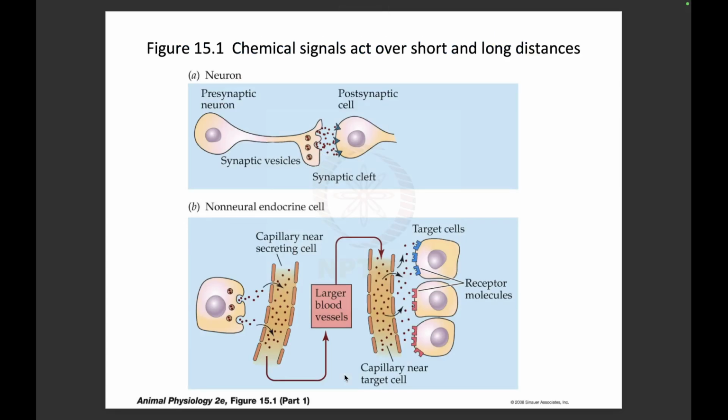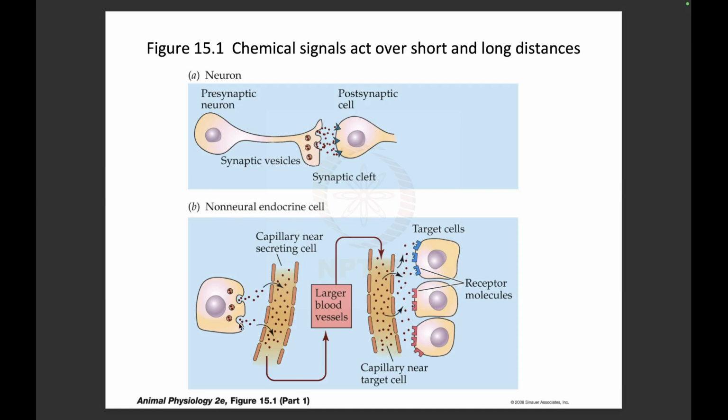Okay, so here you can see chemical signals act over short and long distances. As there is a neuron, we know that it also secretes some sort of signals, you can say chemicals. For example, here you can see this is a neuron, and at the end of the neuron you have synaptic vesicles that fuse with the membrane and release those chemicals into the synaptic cleft, and the postsynaptic cell has the receptor for that, and that will carry the message to the next neuron.